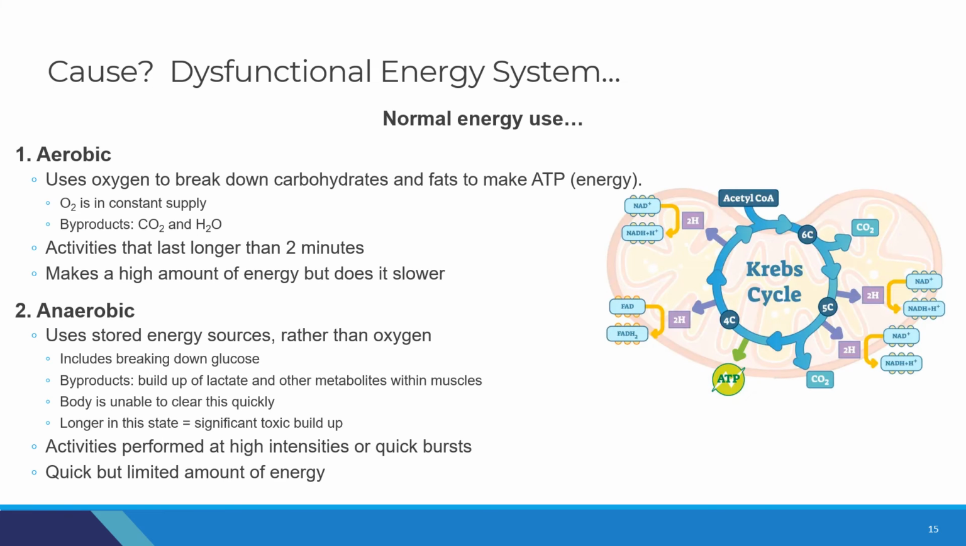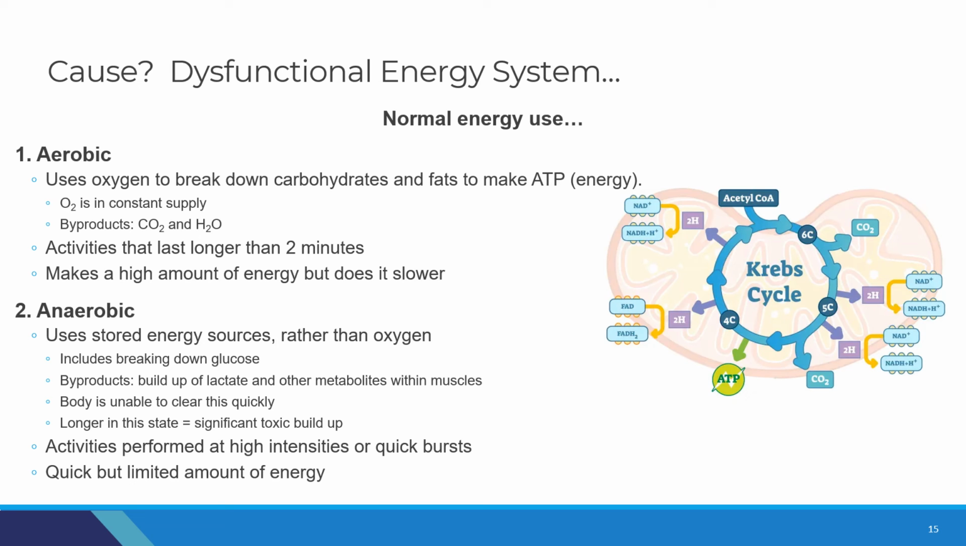In patients with a normal energy system, there are generally two types of ways to produce energy: aerobic and anaerobic. In the aerobic pathway, oxygen is used to break down carbohydrates and fats to make energy. This pathway is usually used for activities that last longer than 2 minutes, like distance running. In the anaerobic pathway, stored energy sources are used from the breakdown of glucose without the need of oxygen. This pathway is used for high-intensity activities or quick bursts of energy, such as short-distance running.